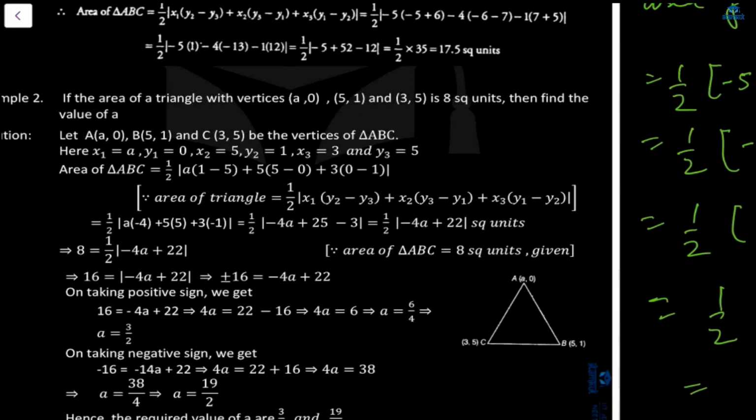But here, what is there? Area is already given, okay? It is 8 square units. Then find the value of A. So we have to find the value of A, okay? So area will be equated to 8. Now I see here x1, y1, x2, y2, x3, y3 are already given, and area is equal to 8.